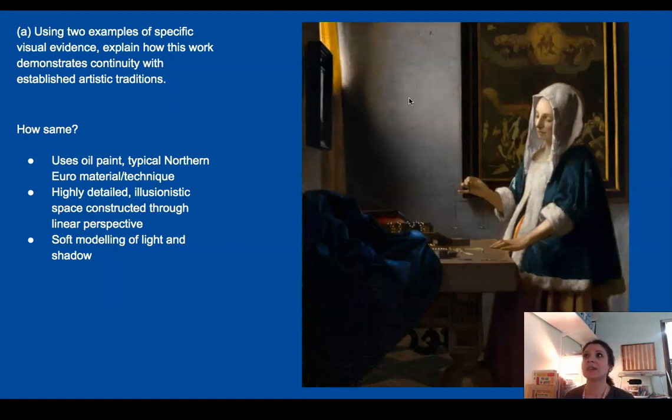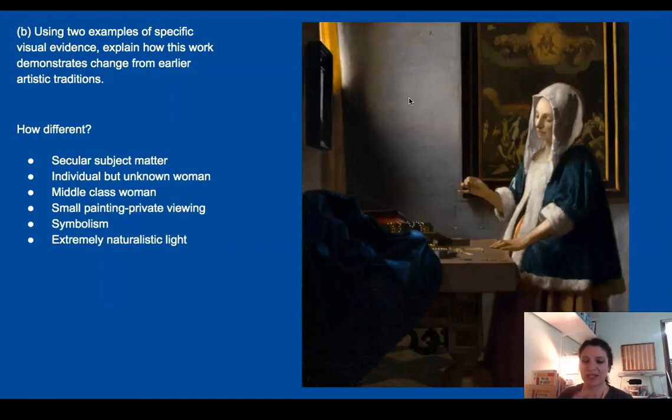But I also think that to some extent I thought of it as departing from artistic traditions, because genre scenes are something that's very unique to Northern Europe as opposed to the rest of Europe. And so we'll talk about that. All right? And so let's actually get there, because we have to talk about how this work demonstrates change. And a big part of that is the secular subject matter.